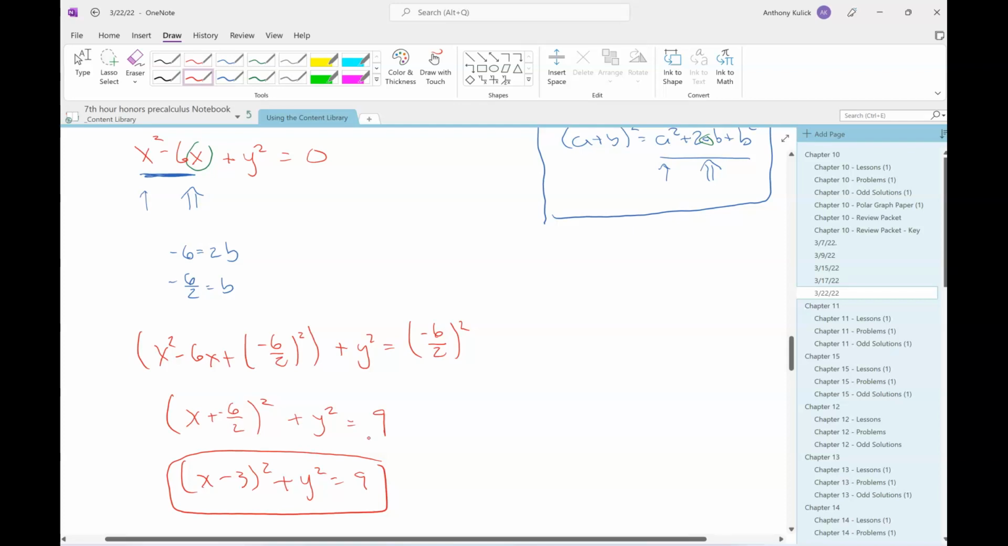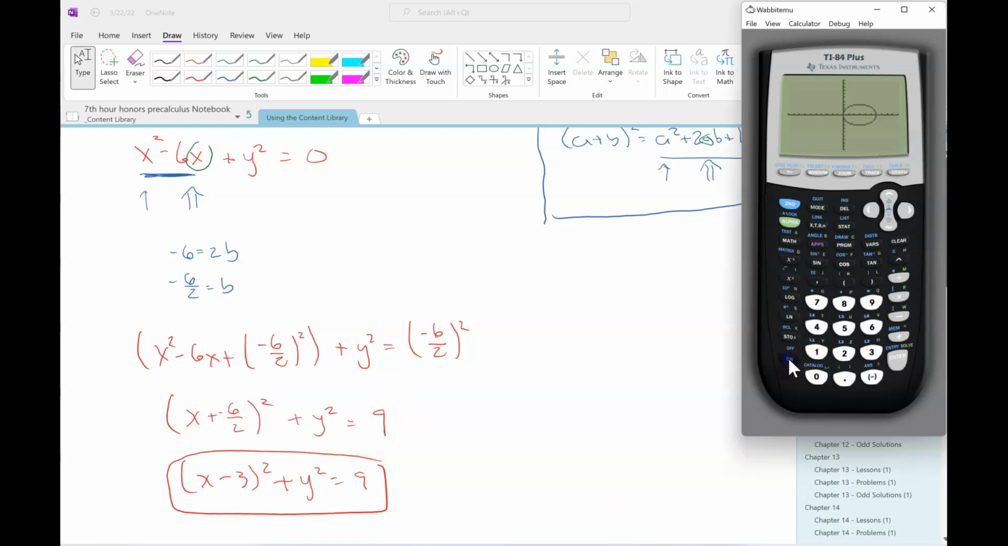Does that feel okay? Now, Mr. Kulik, couldn't I have just looked at the picture on my calculator and gone, okay, (3, 0), radius 3, and just gone straight to this instead of having to go through all that completing the square hoopla? Yeah, in this case you could have. Will it always be so clear as to what the center and the radius of the circle are? Nah, man. Let's look at an example where it's a little less clear.